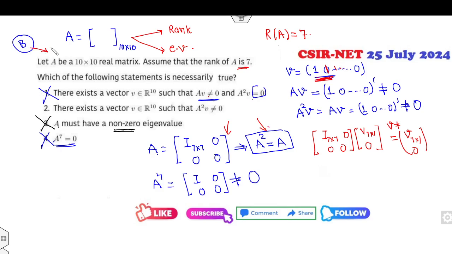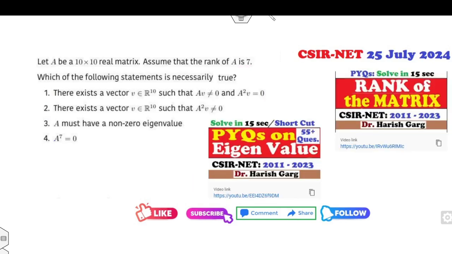If you want to find more concepts on the rank, as I told you, you must watch my video about the rank and the eigenvalues problem. You can understand this question in a very simple manner.